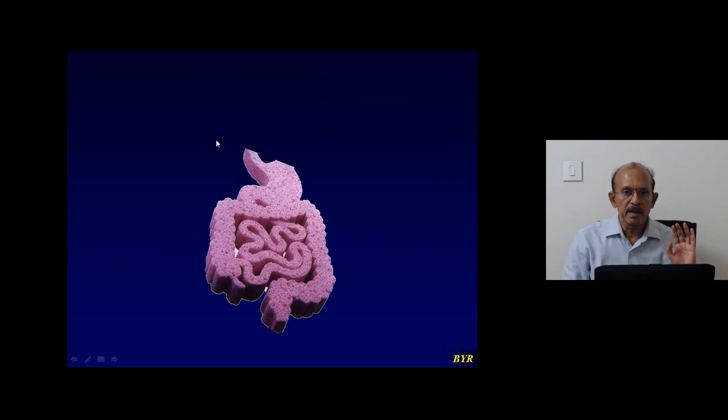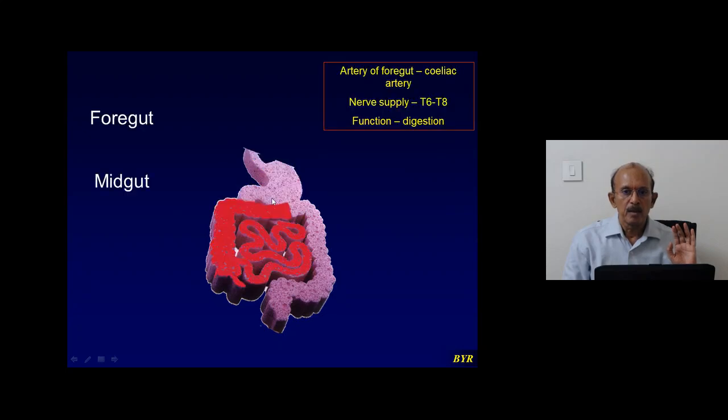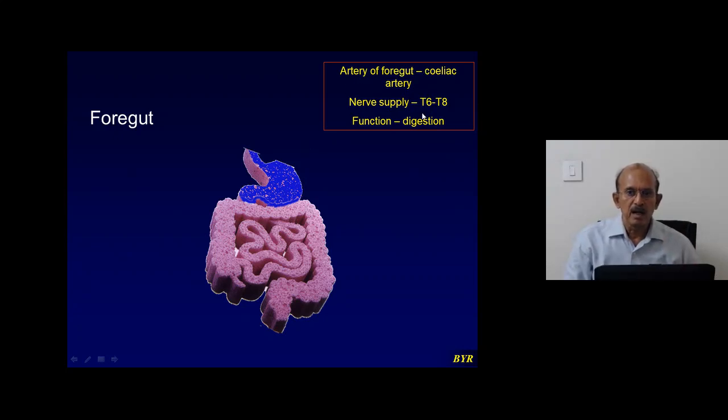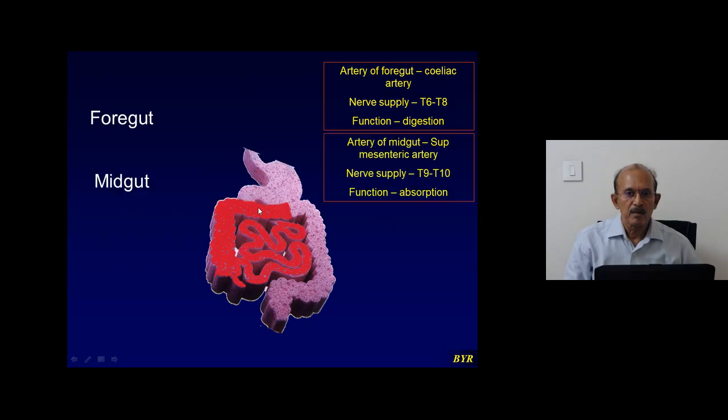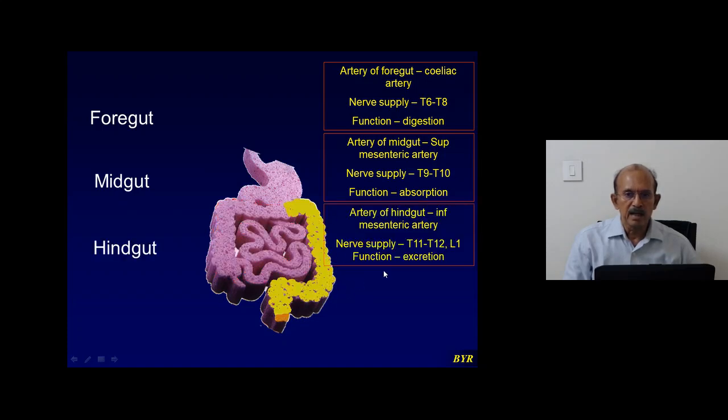I repeat once again. This is the foregut supplied by the celiac artery. Nerves are T7, T8, and T9. This is the midgut area supplied by the superior mesenteric artery. Nerve supplied by T9, T10. Then this is the hindgut supplied by the inferior mesenteric artery. Nerve supply is T11, T12, and L1.